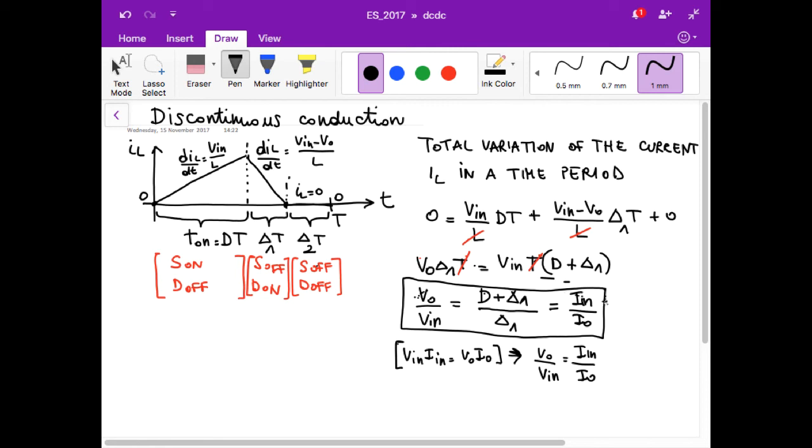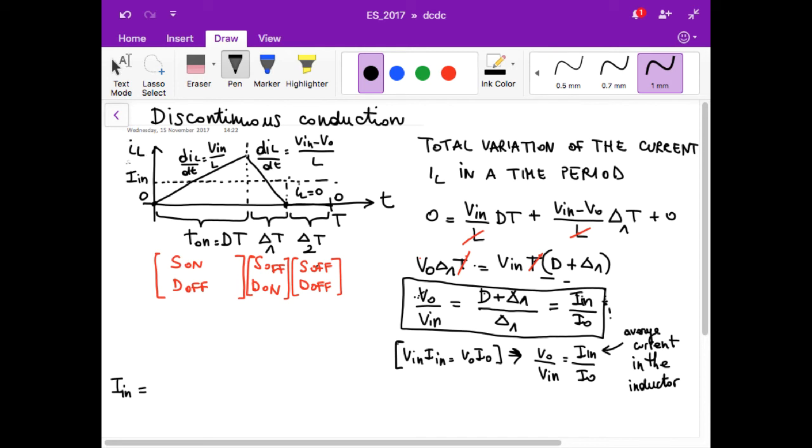I in is the average current in the inductor, also because the input current is also the current in the inductor. Average current in the inductor. So we can plot it here, and we can also evaluate it now. So I in is equal to what?